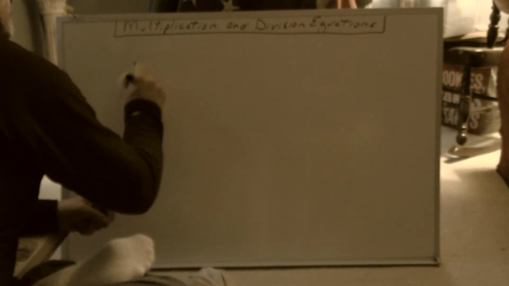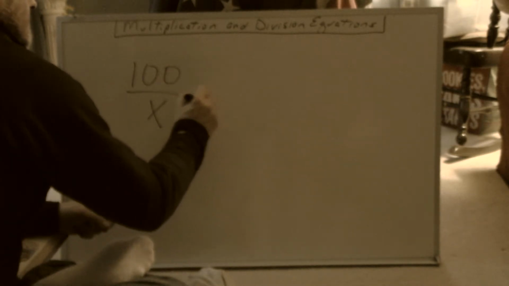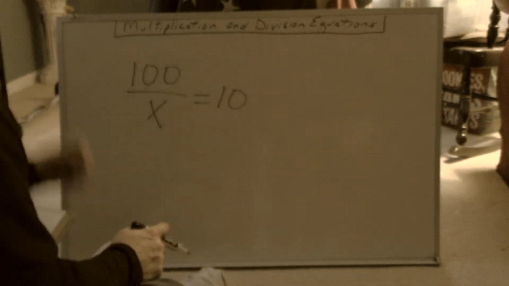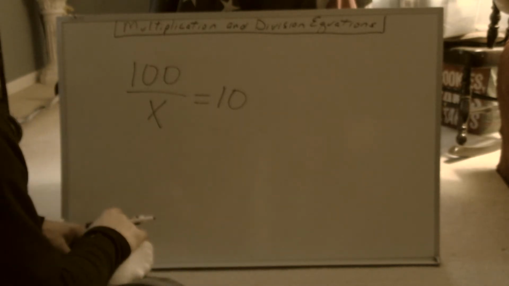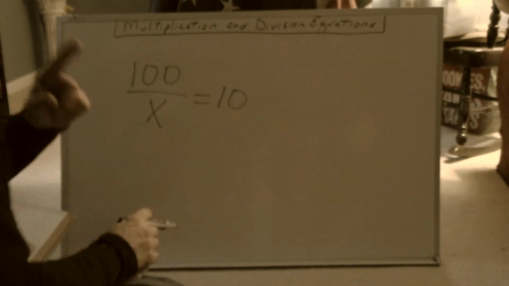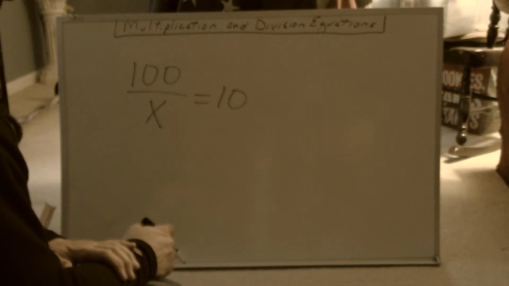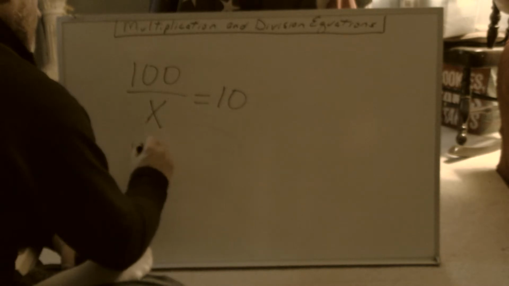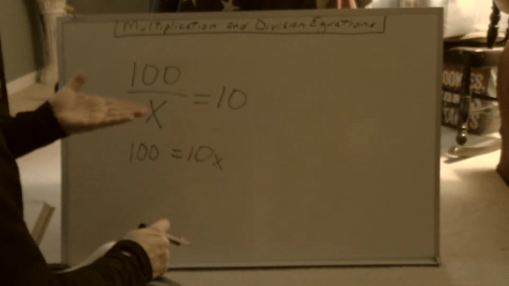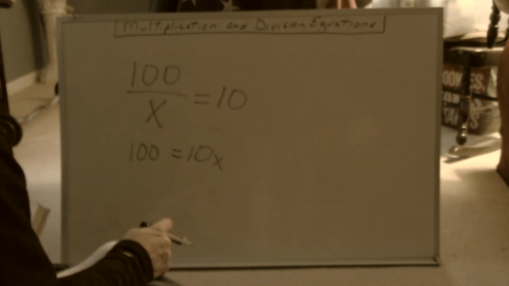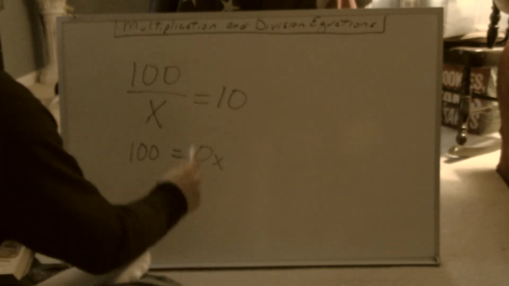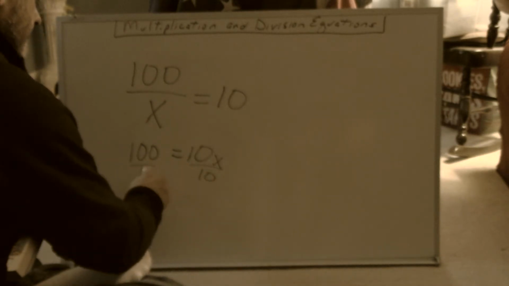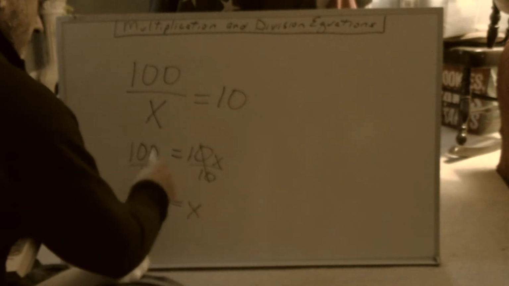Now, what if we had this situation? Now, the variable is in the denominator. Now what do we do? Watch. We do the same procedure I told you, which is to multiply the denominator times whatever number it equals. So we do 100 equals 10x. Okay, but now we have to go further, another step. Now we do 10 divided by 10. 100 divided by 10 is 10.